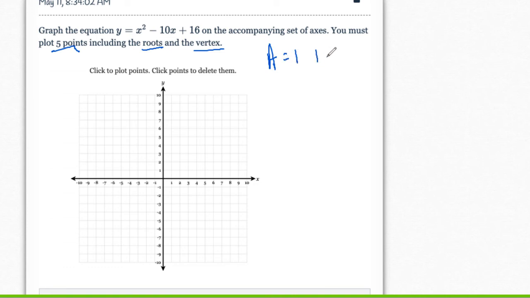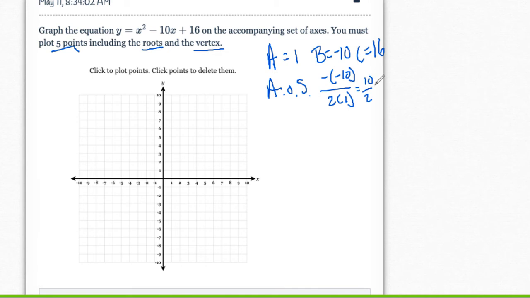That's 1. b is negative 10. And c is 16. So again, the y-intercept is 16. That doesn't help us because we can't find it. So the axis of symmetry is going to be negative 10 over 2 times 1. So 10 divided by 2 is 5. So we know that when we make our table, 5 is going to be in the middle.